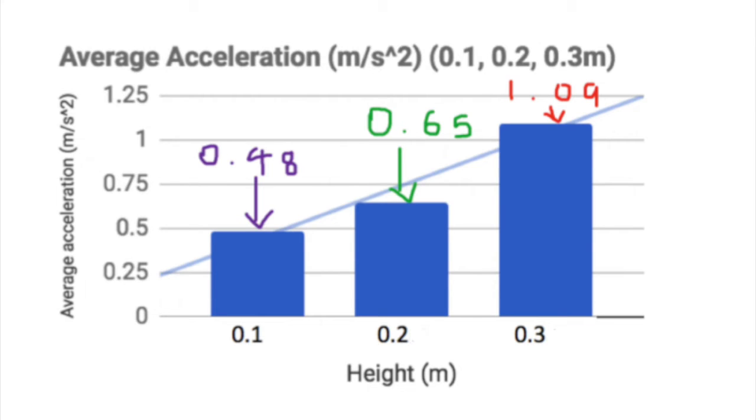This relationship is also seen in the acceleration, as the 0.3 meter height's average acceleration was 1.09 meters per second squared, which was larger than the acceleration of the 0.2 meter trials, which was 0.65 meters per second squared, and the 0.1 meter trials, which was 0.48 meters per second squared.